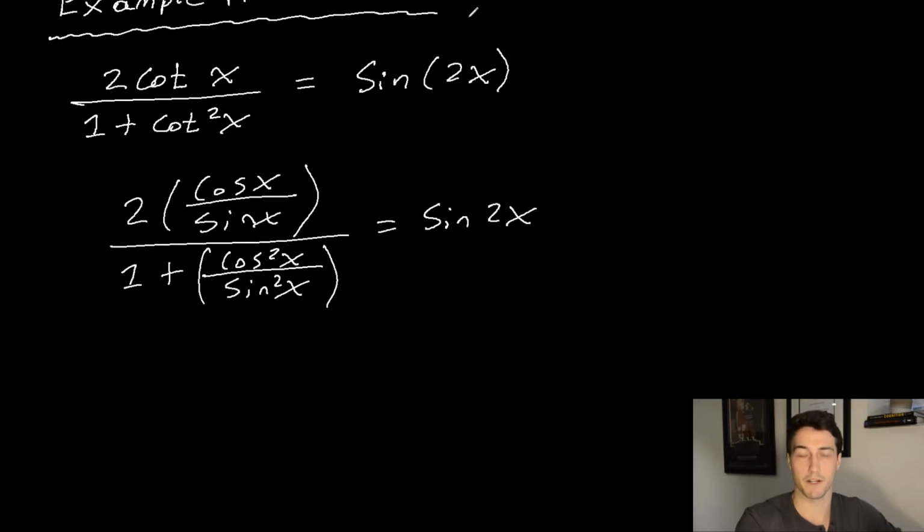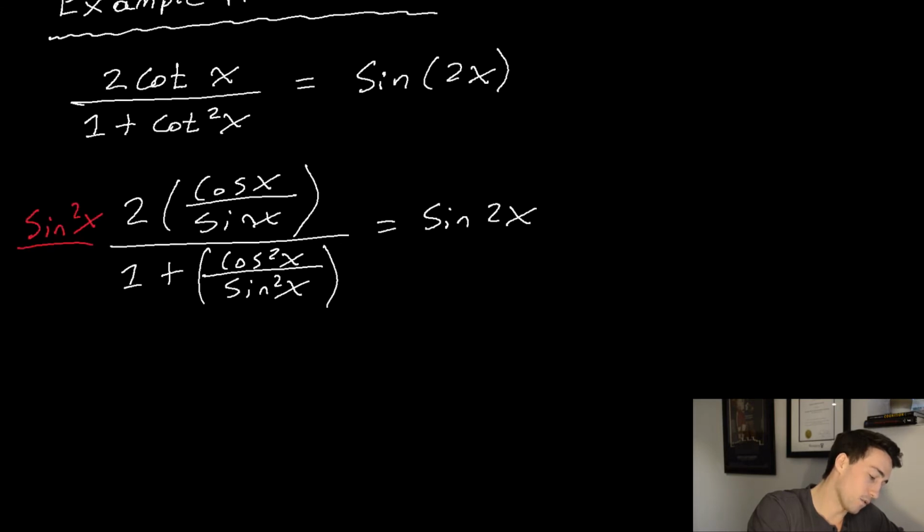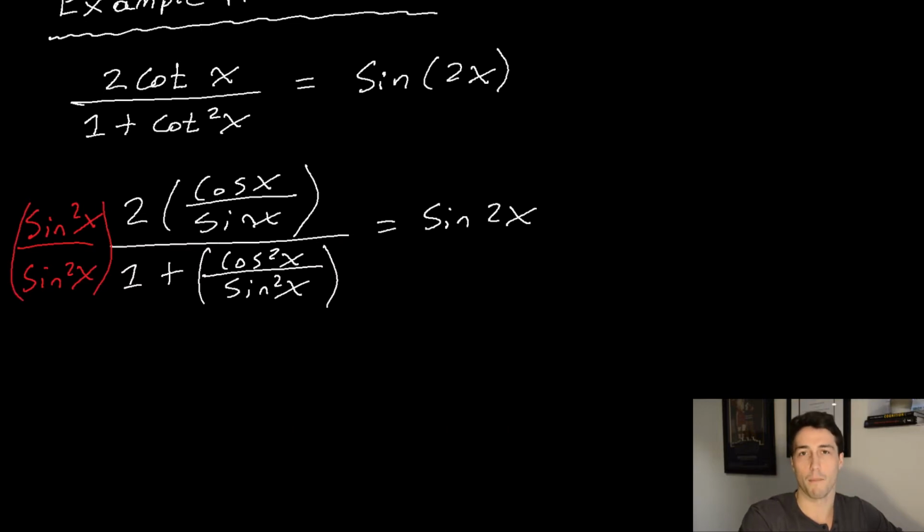So my first step here is I'm going to multiply the numerator and the denominator by sine squared x. This will cancel out this denominator here and make it a little bit easier to deal with. And the reason I can write sine squared x over sine squared x and multiply it is because this is really just saying 1 over 1. So I'm multiplying it by a fraction that's equivalent to 1. So effectively I'm not actually changing the identity or changing the equation here.